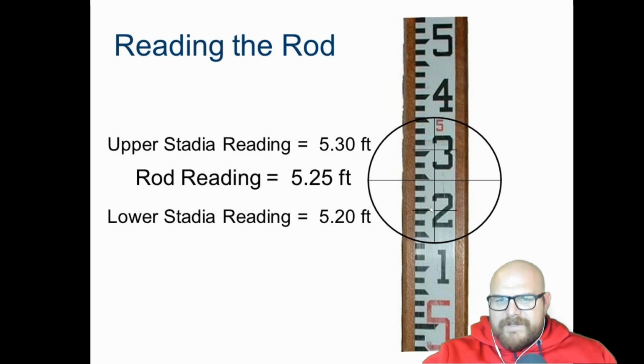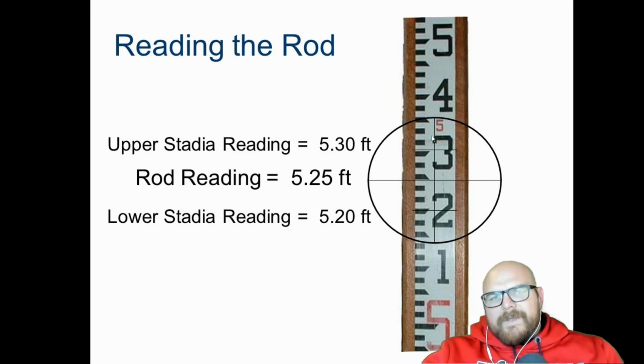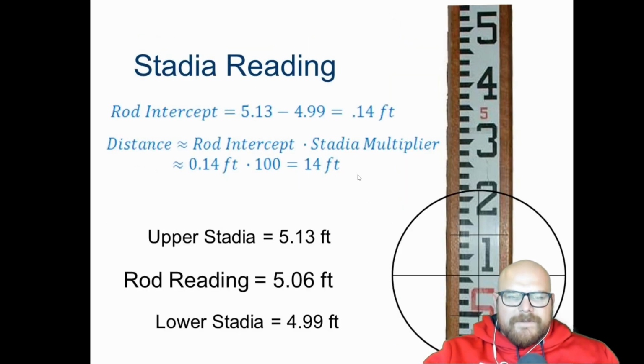On this one, I would say it's closer to the 5.2, so that's what we're going to have. Upper stadia hair, rod reading, and then the lower stadia hair. The rod reading is going to be level with the instrument. These are not going to be level because you're looking up and you're looking down on that piece there.